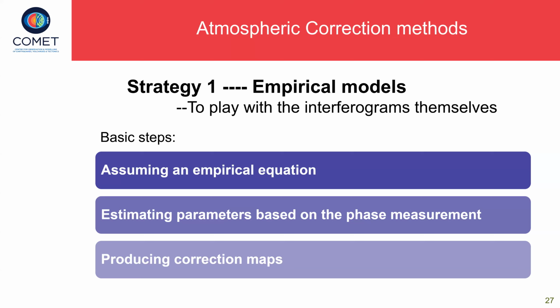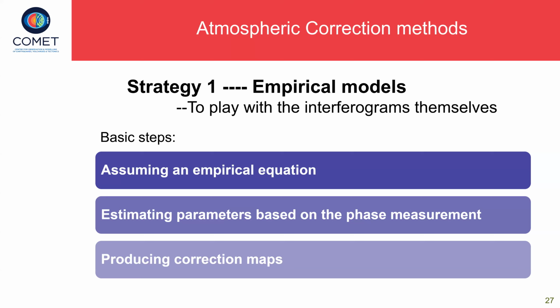The first strategy is to use empirical models. Actually, this kind of strategy is to play with the interferograms themselves without using any external datasets. If you only have one interferogram or a time series of interferograms, you don't have to download additional datasets such as weather models or GPS or any other things. You can only use your own interferograms to do the correction. This is the benefit of using this kind of strategy.